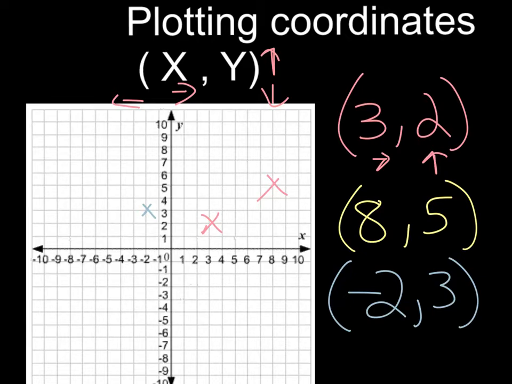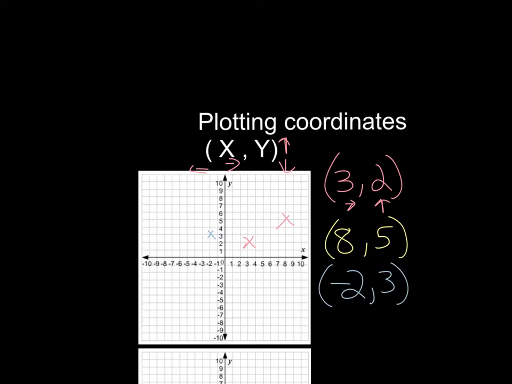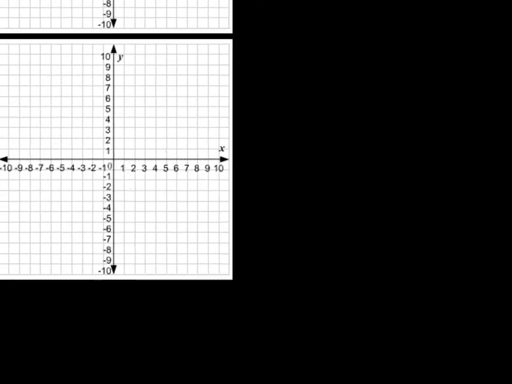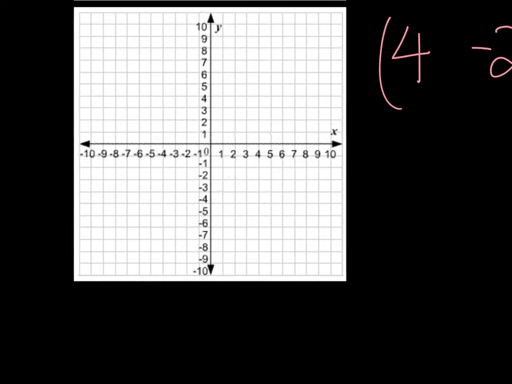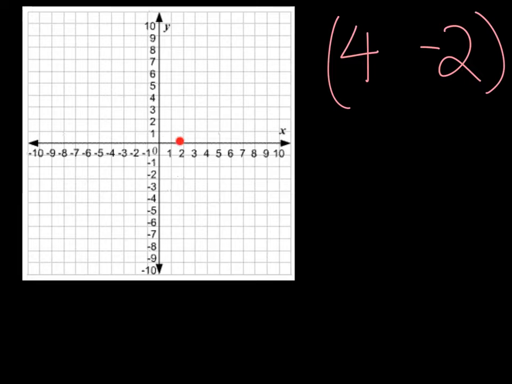Okay, I'm just going to go to a different axis. So let's just go up and let's have a look at a few more coordinates. So if I had the coordinate 4, -2 this time. Across the axes first of all, so across 4, and then down 2, and then make your coordinate.